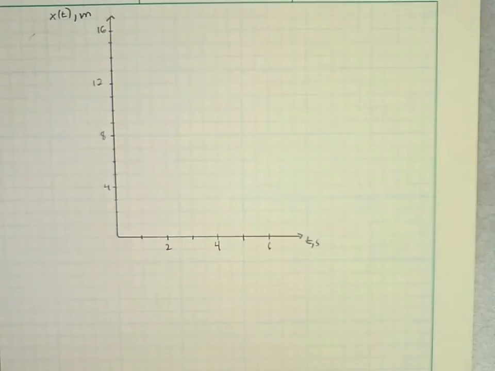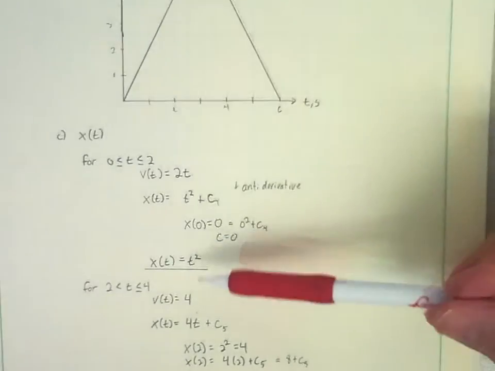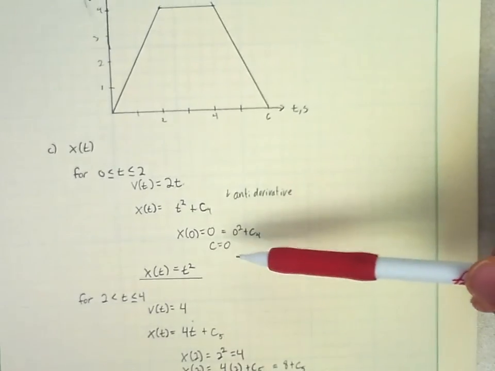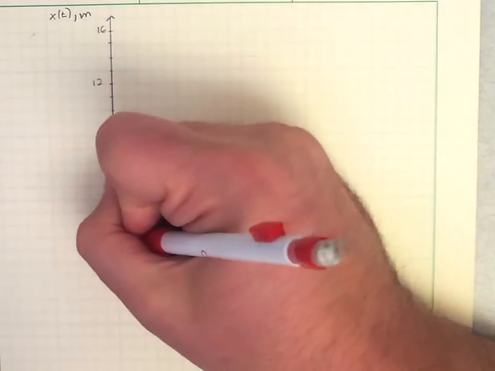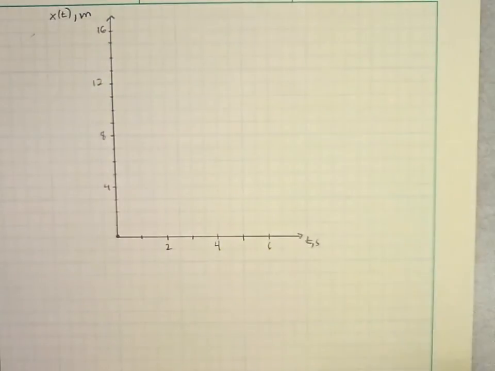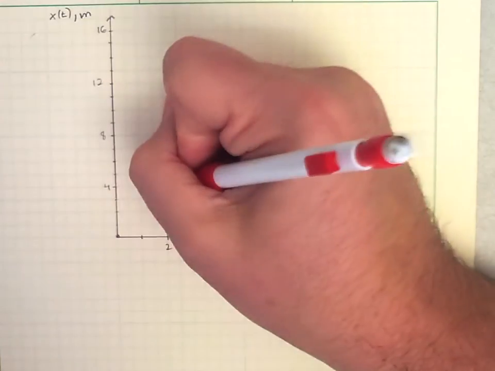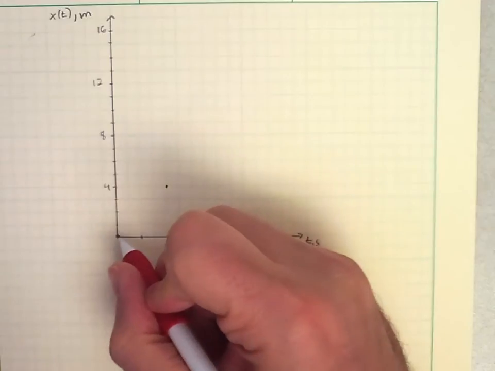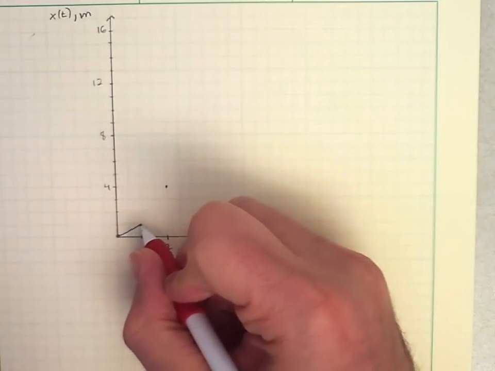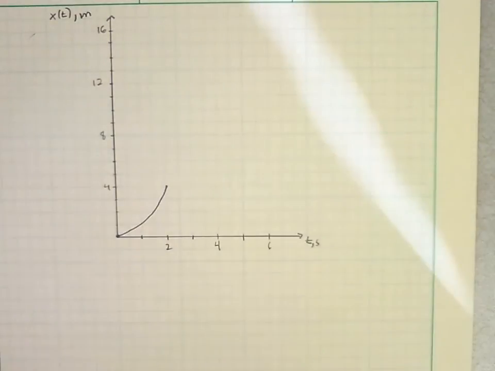So what do we know from working the previous part of the problem? Well, we know that for the first part, it looks like t squared, and we know that that starts at 0, 0. We know that at 2, it's at a value of 4. So we also know it's going to meet right there. So this part is just going to look, again, like the start of a parabola. It'll go to there and stop, from 0 to 2.